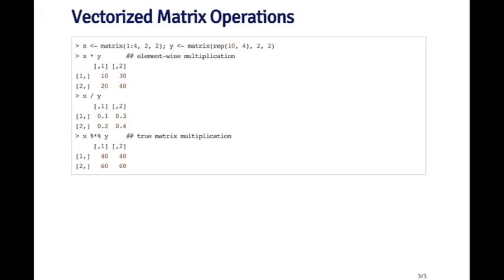It's useful to know this because there are different types of matrix multiplication. I've created two matrices here, x and y. x is the matrix 1 through 4, a 2 by 2 matrix, and y is a matrix that's all tens, also a 2 by 2 matrix. If I just do x times y, this is not a matrix multiplication. This is an element-wise multiplication. So the 1,1 element of x is multiplied by the 1,1 element of y, and the 2,2 element is multiplied by the 2,2 element of the other matrix, and so on. Each element is multiplied together in parallel.